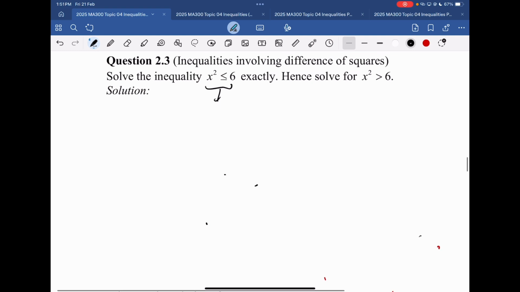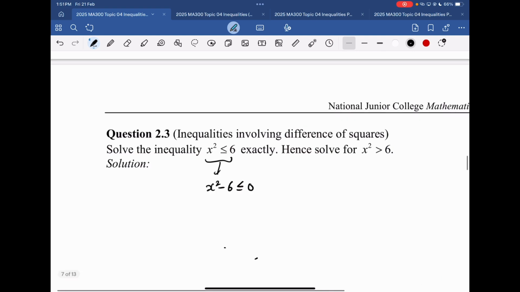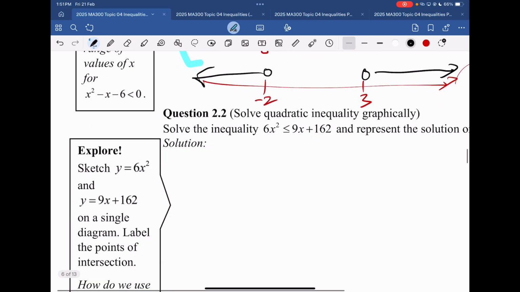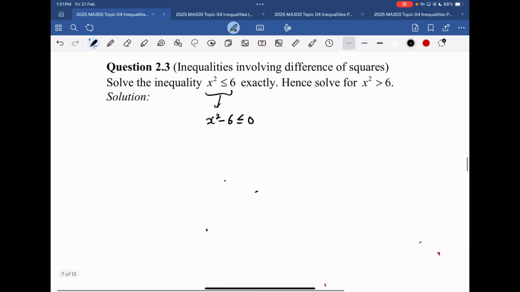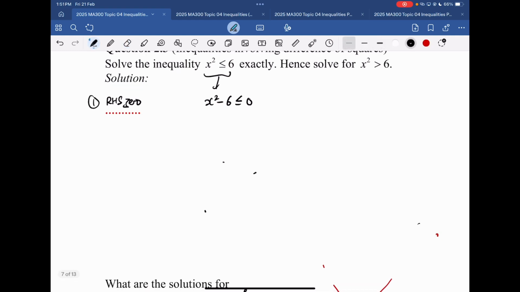So, x squared, who asked for this question just now? You make the right hand side 0, like what you did. You always make the right hand side 0. Okay, so from here, you factorize.